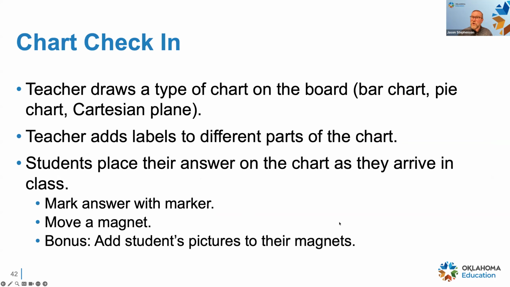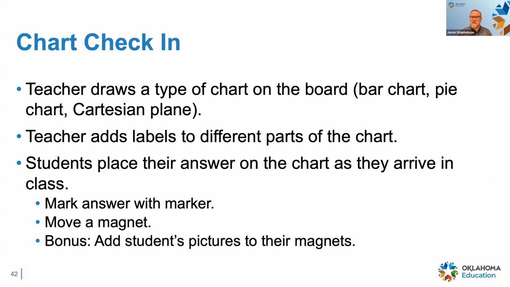And then there is the chart check-in. This is the most complicated one, I think, but this is when you as a teacher provide some sort of chart on the board, be it a bar chart or a pie chart or the Cartesian plane example that I gave at the very beginning. And then each of the parts of the chart that would be important to know would have the labels of what it is students are figuring out. And then students place their answer on the chart as they arrive in class. So they could mark their answer with a marker or write their name to indicate their response.